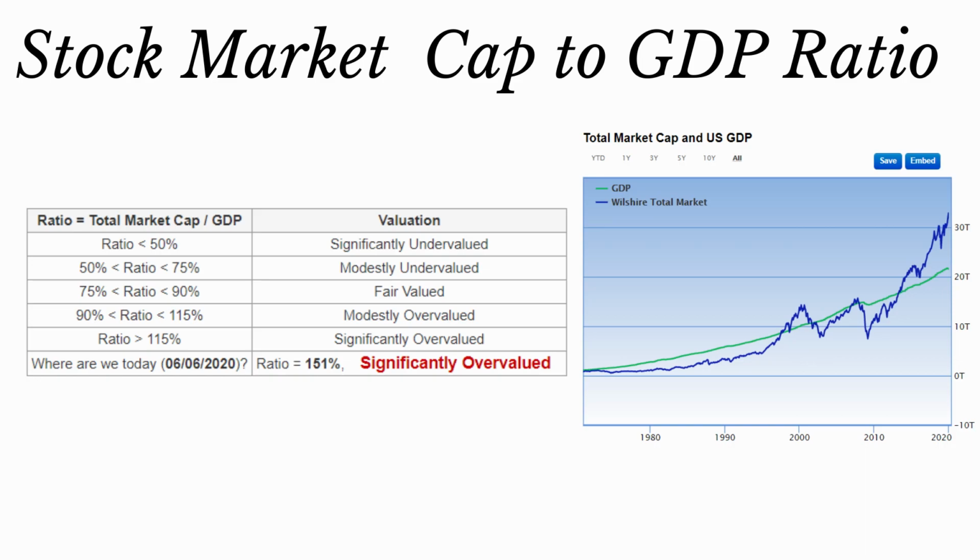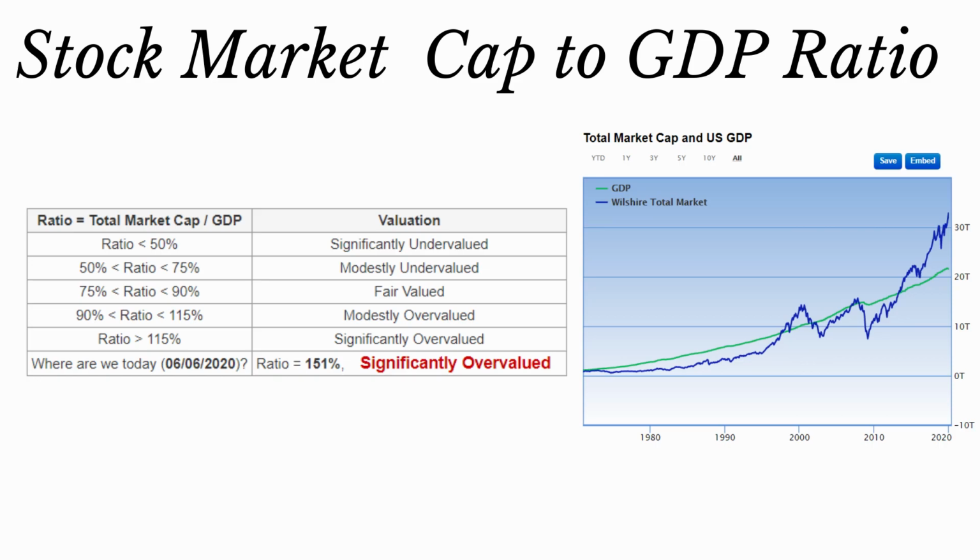is below 50%, it means that the market is significantly undervalued. If the ratio falls between 50 to 75%, it means that we are in a modestly undervalued environment. If the ratio falls between 75% to 90%, that means that the market is fairly valued. If we start going between 90% to 115%, that means that the market is modestly overvalued. And if we hit a higher point than 115, that means that the market is significantly overvalued.